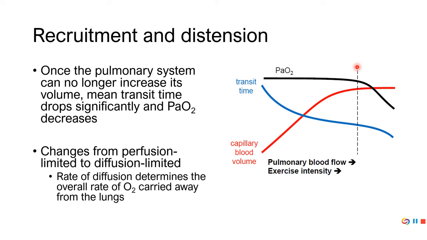Okay, if we say someone is perfusion limited, that means complete diffusion can occur. We just can't get enough blood there to get enough oxygen throughout the body. When we're diffusion limited, that means we don't have enough time for diffusion to occur. Okay, because of the gradient or the surface area, or the blood cells are moving too fast, that sort of thing. And so like it says here, the rate of diffusion determines the overall rate that oxygen is carried away from the lungs.